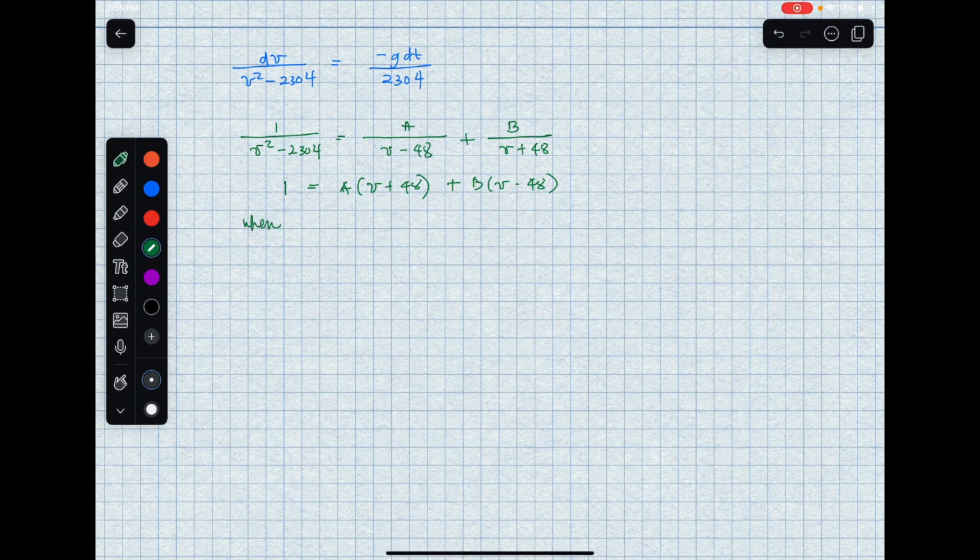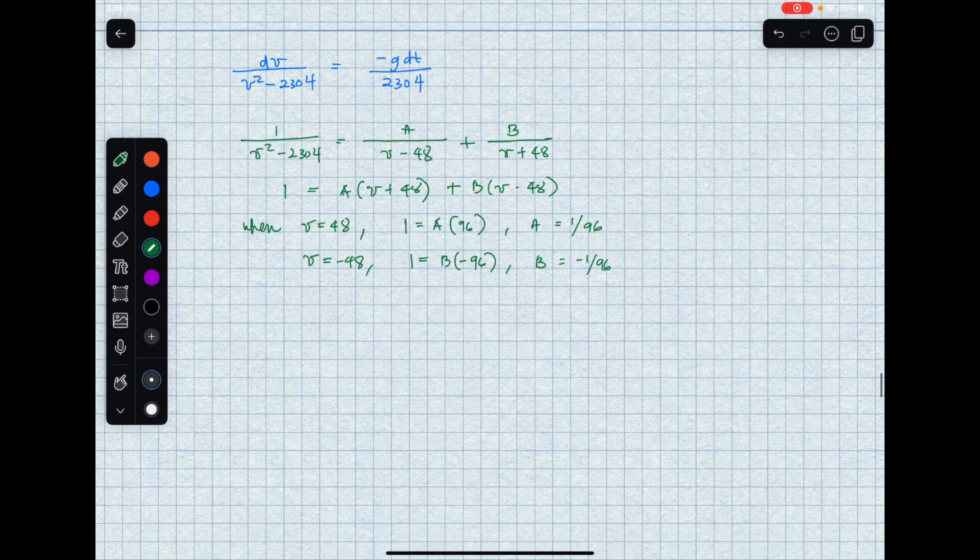That is when b is 48. So 1 is equal to a times 48 plus 48, which is 96. So a is 1 over 96. Then when b is negative 48, so a is 0, so b would be negative 96. So b would be negative 1 over 96.